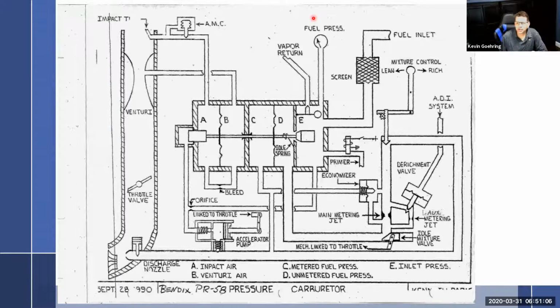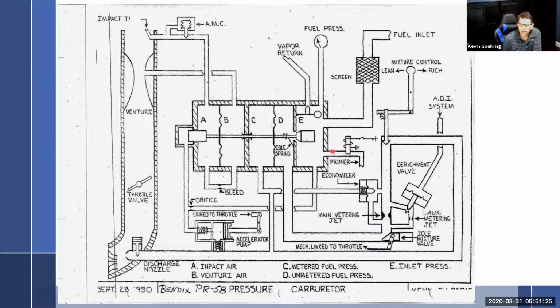Now you notice over here, we got this funky looking thing right here. This is a float and a needle, just like you saw in especially the Marvel Schebler, where it was all upside down. So it's like, what the heck? We got a float in here? Well, we do, and it's all about the vapor return.